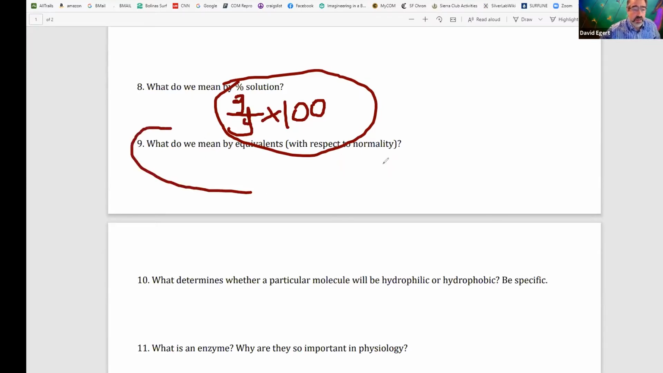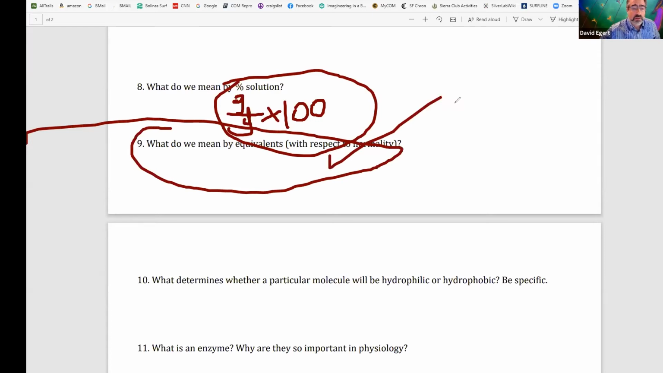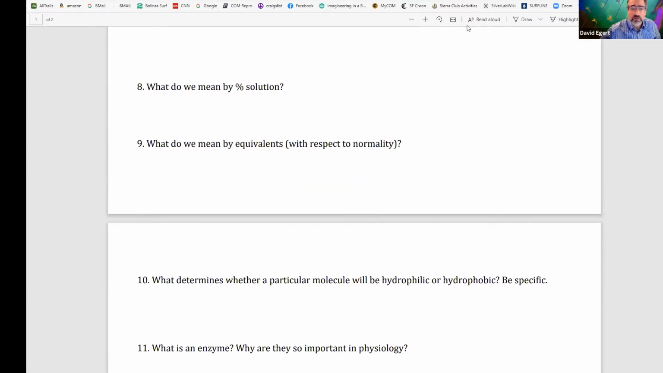Equivalence, most people got 1 mole of charge, positive or negative. On this one, people got weird or got circular.